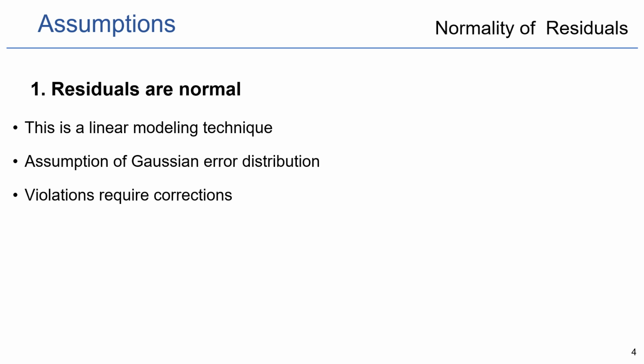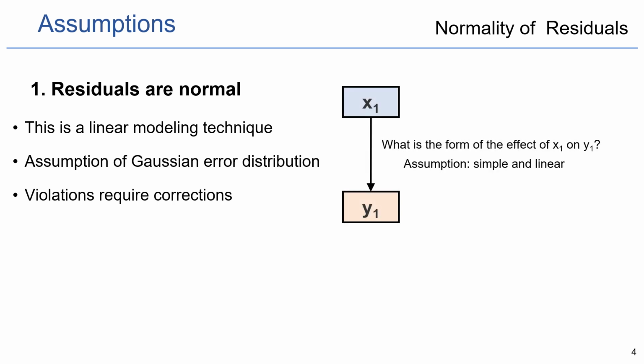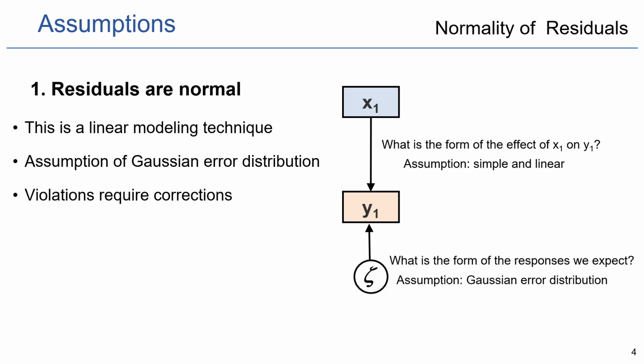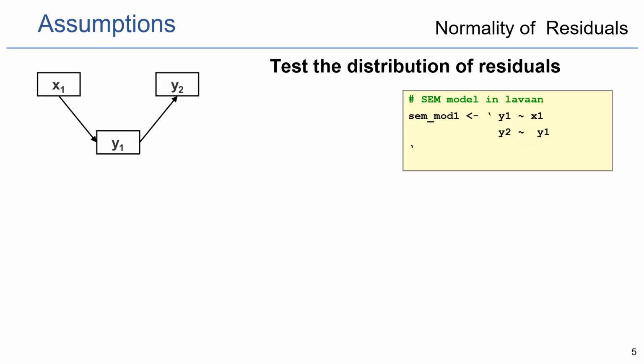The covariance-based SEM is a linear modeling technique, so if we assume the effect of x1 on y1, then the basic assumption is that this effect is simple and linear. But also, as this is a linear modeling technique, this means that we assume that the form of the response is normal error distribution. And of course, the violation of these assumptions require corrections, such as using transformation of data that would meet these assumptions or using generalized linear models in SEM. So now let's use an example model, which I have already specified here in lavaan.